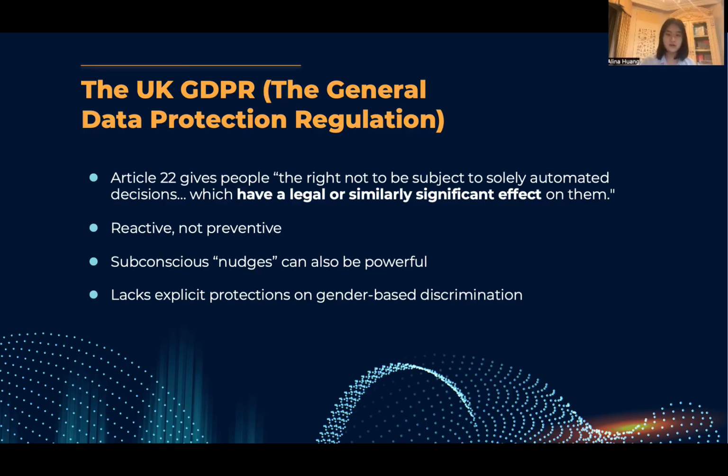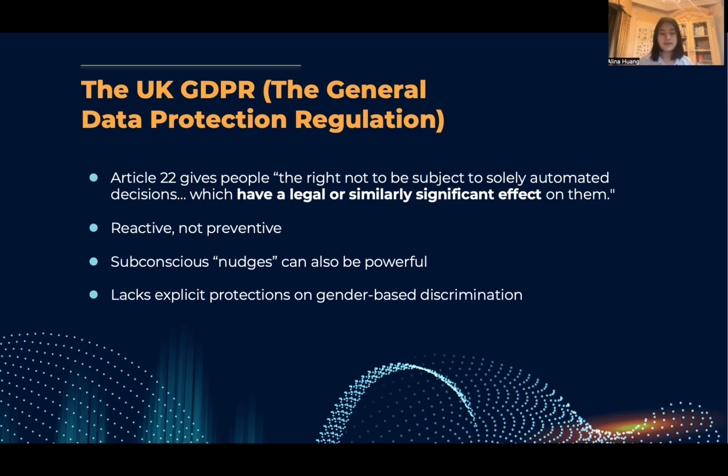Nevertheless, there are still a few limitations of the UK GDPR. Firstly, the UK GDPR framework only serves as a reactive mechanism when there is a legal or similarly significant effect, rather than preventing biases from arising in the first place. This means that it is only preventing AI decisions from being legitimate if they are believed to be biased, whereas other AI systems in the UK that exemplify AI biases might not be thoroughly regulated if they do not yield a legal or similarly significant impact on individuals.